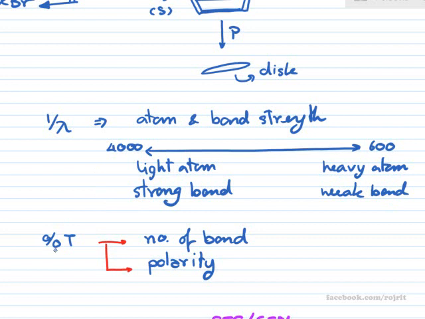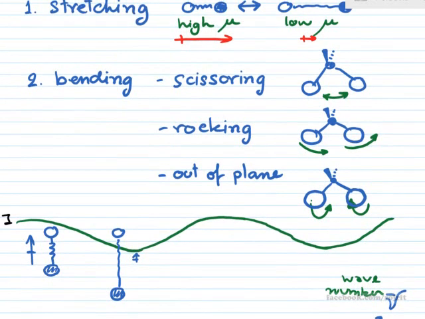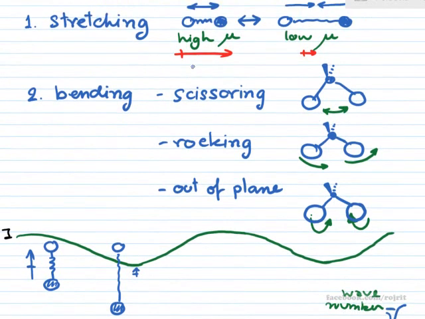If you have such a bond, like a ketone, and if you have a dione or trione, you have more than one C double bond O. So it will have higher percent transmittance, because you have a higher number of bonds. And it also depends on the polarity as well.